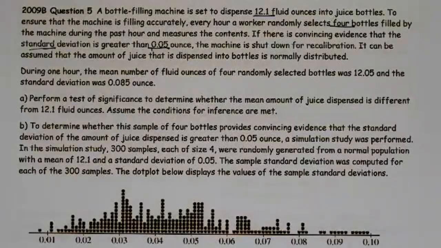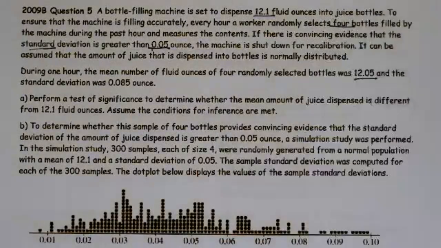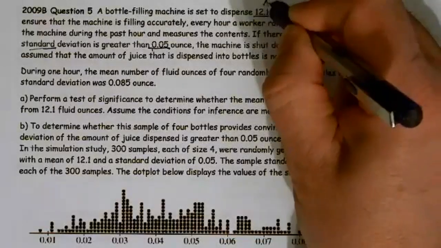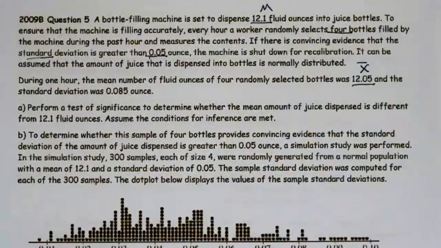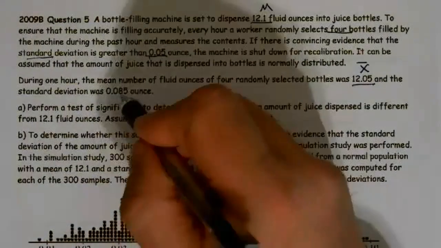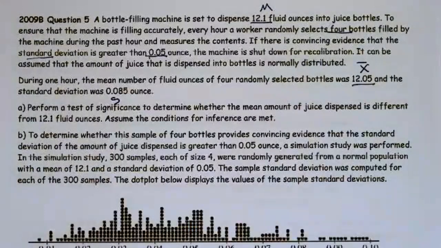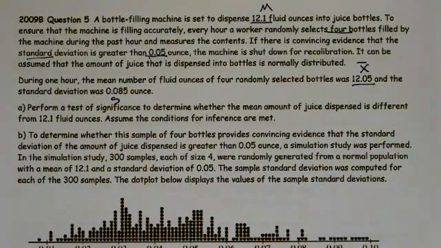During 1 hour, the mean number of fluid ounces of 4 randomly selected bottles was 12.05. Well, remember, this is my X bar, and this is what it's supposed to be, so that's my population mean. And it had a standard deviation of 0.085. Well, this is a sample standard deviation. Perform a test of significance to determine whether the mean amount of juice dispensed is different from 12.1 fluid ounces. Assume the conditions for inferences are met.